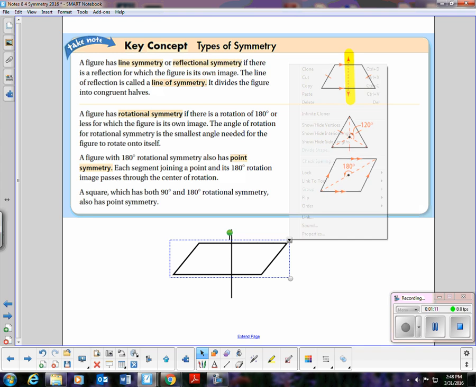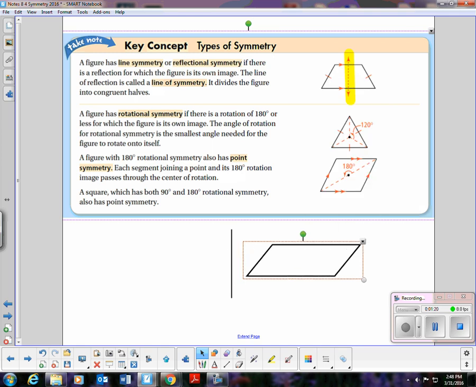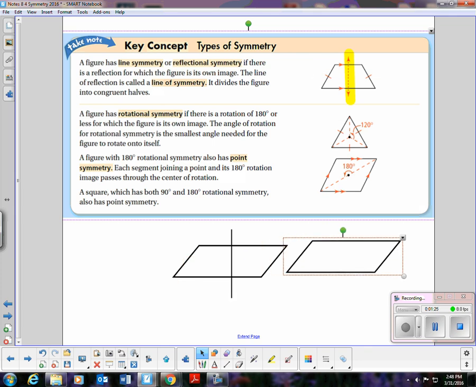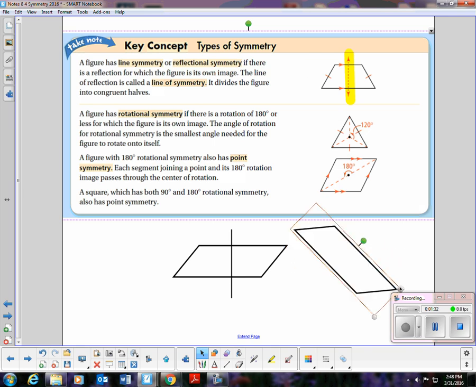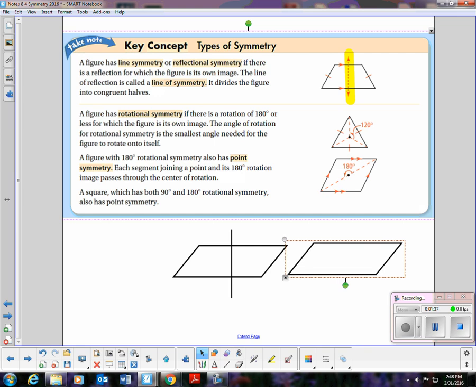But what I can do is take this figure and make a copy of it. So here's a clone of it, and with the tools that we have, I can spin this figure. If I rotate this figure, that's 90 degrees, and this is 180 degrees, I have the exact same figure again, and that is rotational symmetry. Rotational symmetry is being able to rotate the figure a certain number of degrees and get the exact same figure back again.